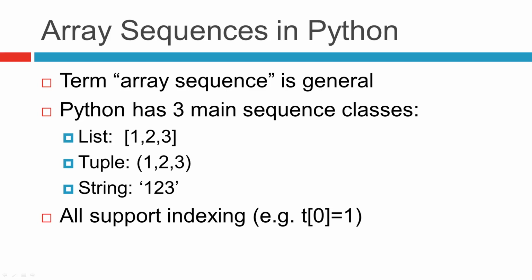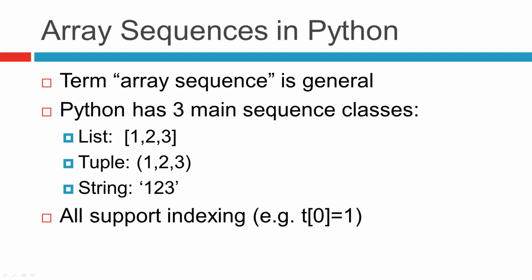And in Python, we have three main sequence classes. At least these are the three main ones we're going to focus on in this section. We have the list, the tuple, and the string. All of these support indexing. So for example, if I had any of these objects and indexed them at 0, they would all return the element 1.